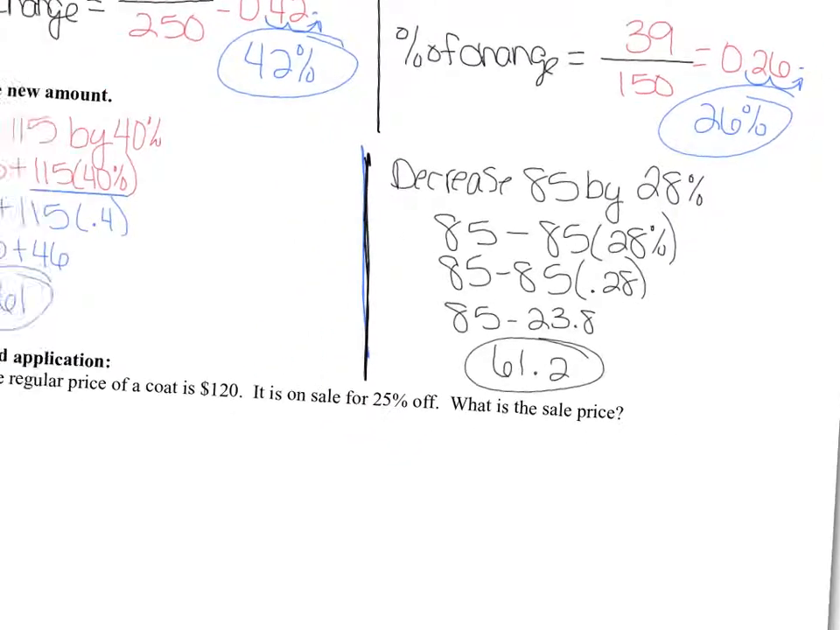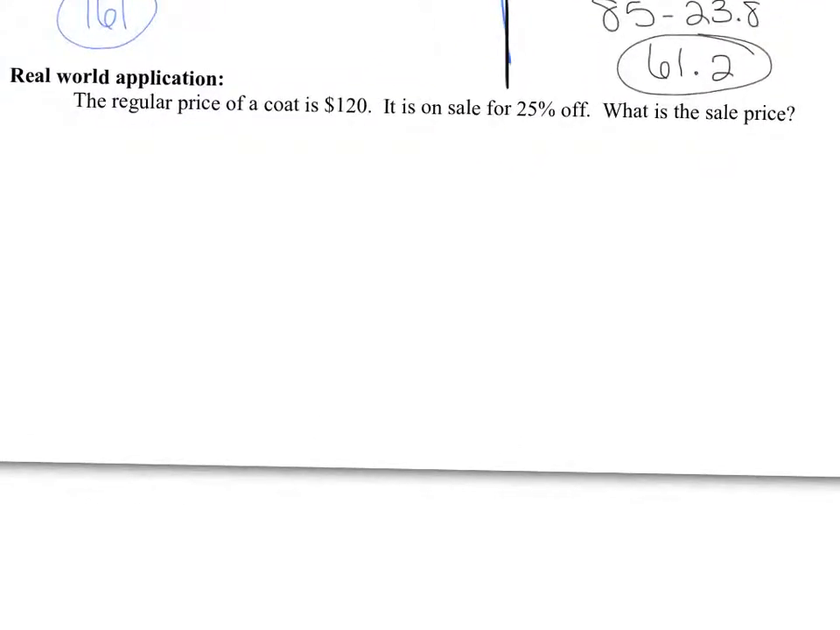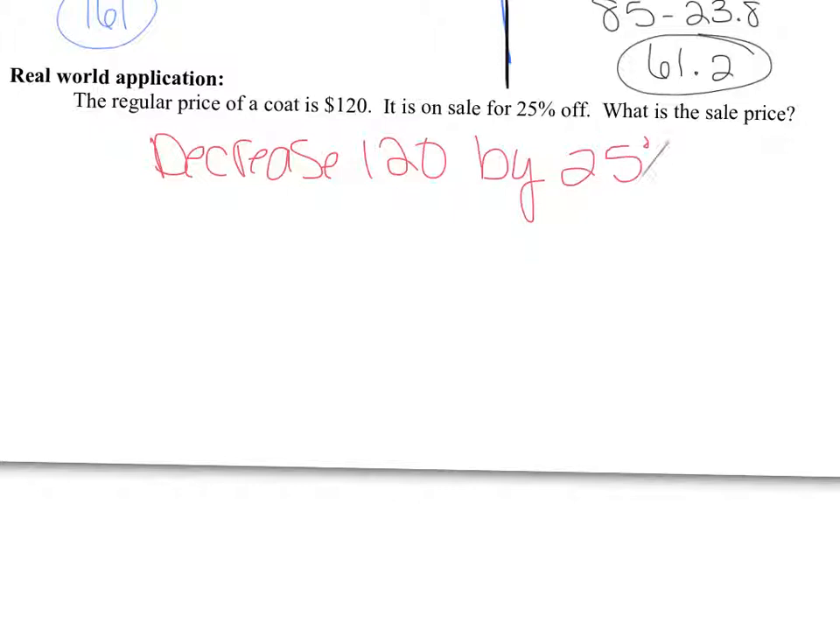Okay, now we're going to get more into this in the next section, but we can go ahead and start applying this now. If I know the regular price of a coat is $120, and it's on sale for 25% off, what is the sale price? Basically what I'm being asked to find is, I know that I'm going to decrease, because it's a sale, I'm going to decrease 120 by 25%.